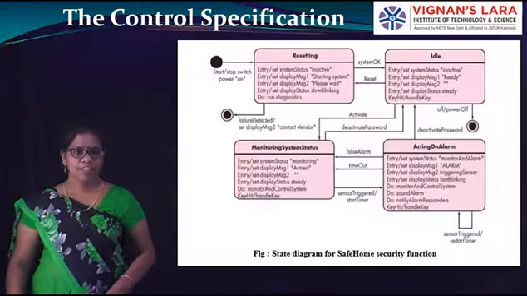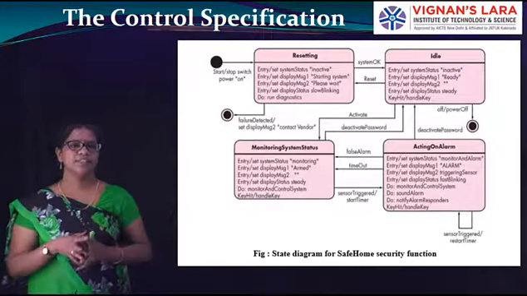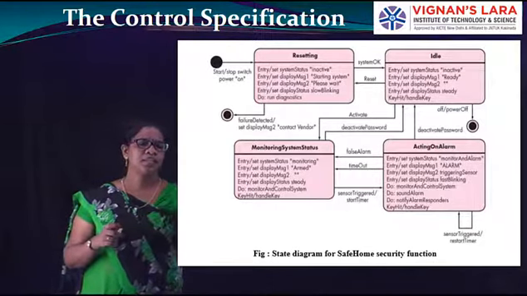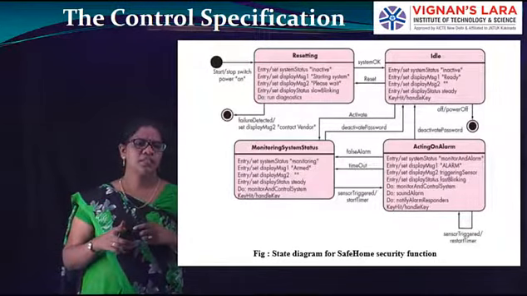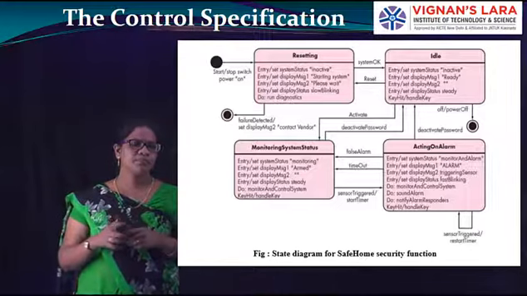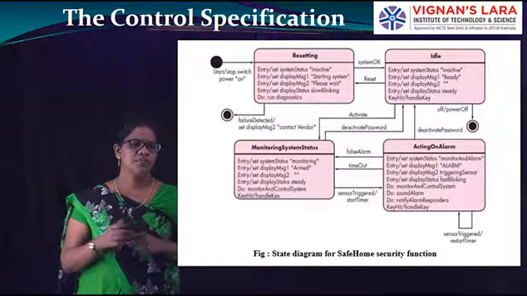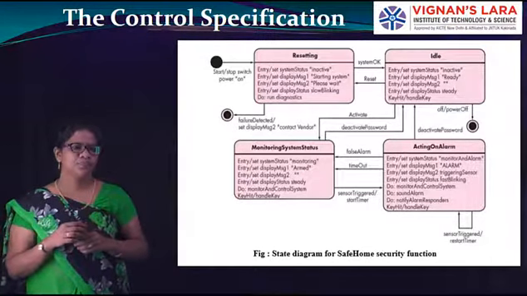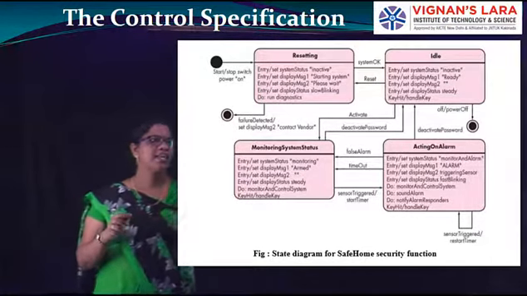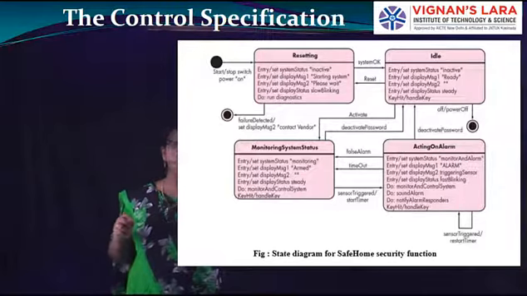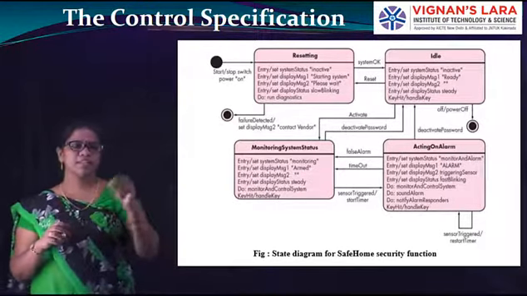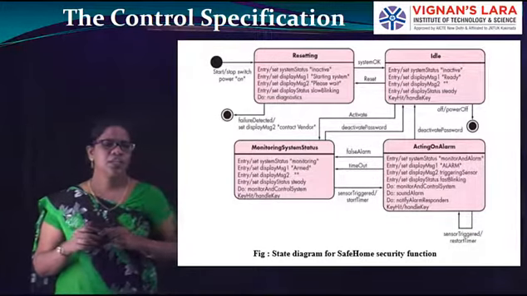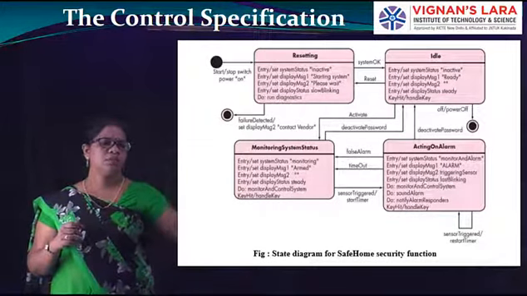The next point: let us see this state diagram. In this state diagram there are some queries. This is a state diagram for the SafeHome security function. There is a button with a double circle with the filled one, that is the start button. And that is the end button.